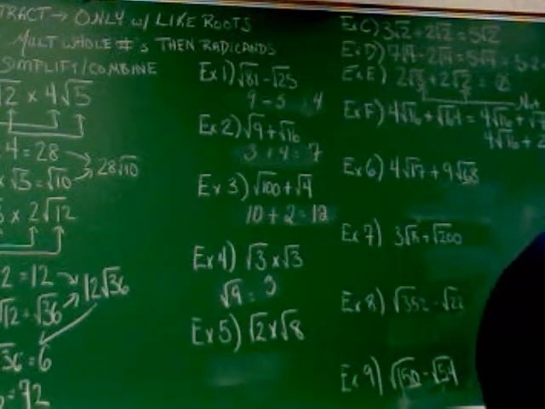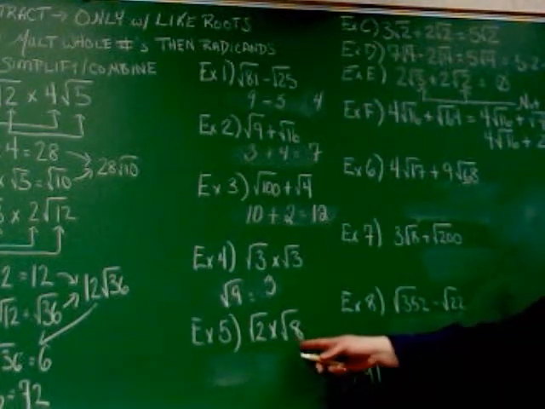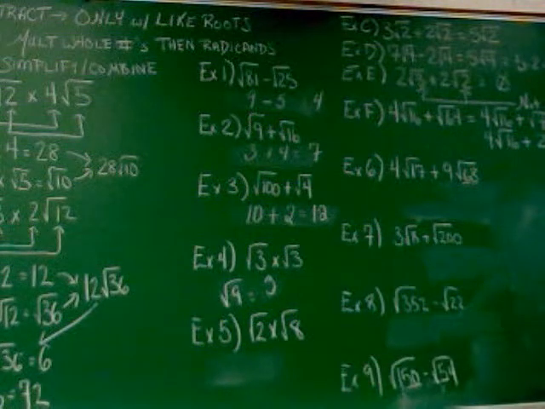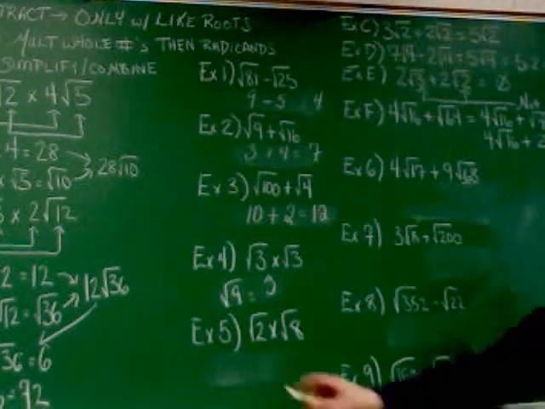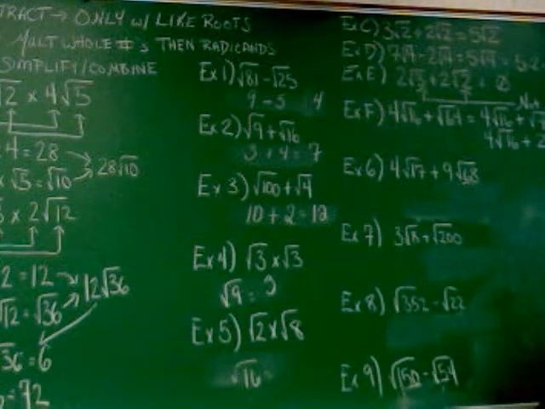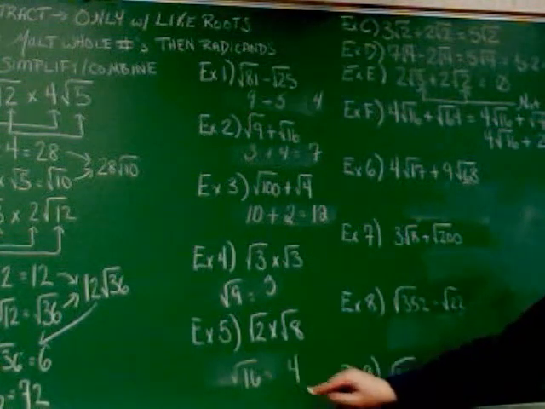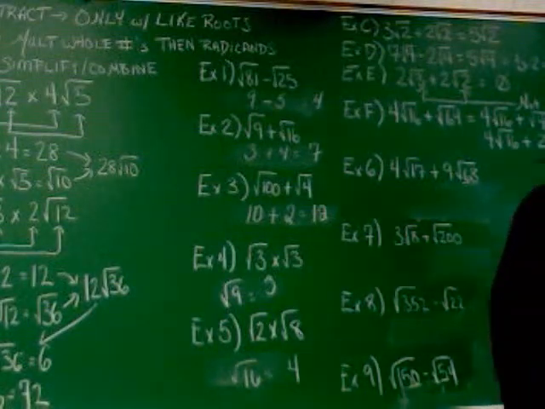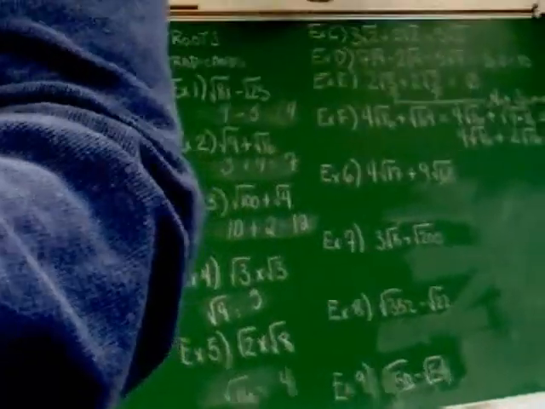All right, and then the last one, square root of 2 times the square root of 8. 2 times 8 is 16, so that's the square root of 16. Square root of 16 equals 4. Good. Okay. Few more problems done for you, a few more problems for us to do, and then we're done.